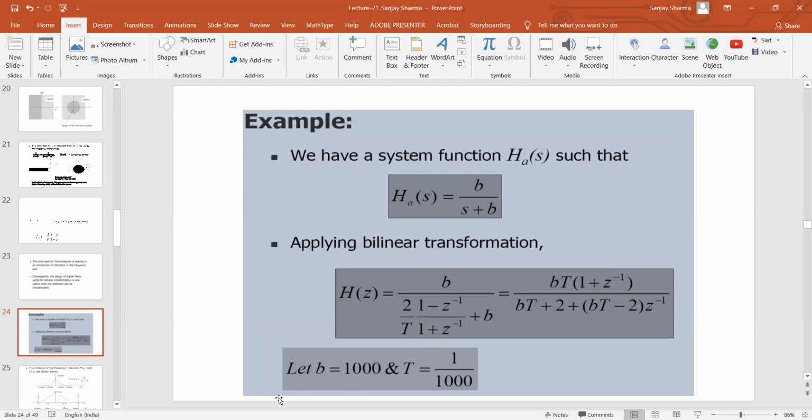All right. Now let us try to understand the problem of frequency distortion from this example only, by choosing the values of b to be 1000 and capital T to be 1 by 1000, to simplify this expression and to plot it. Let us look at what happens with the frequency axis.